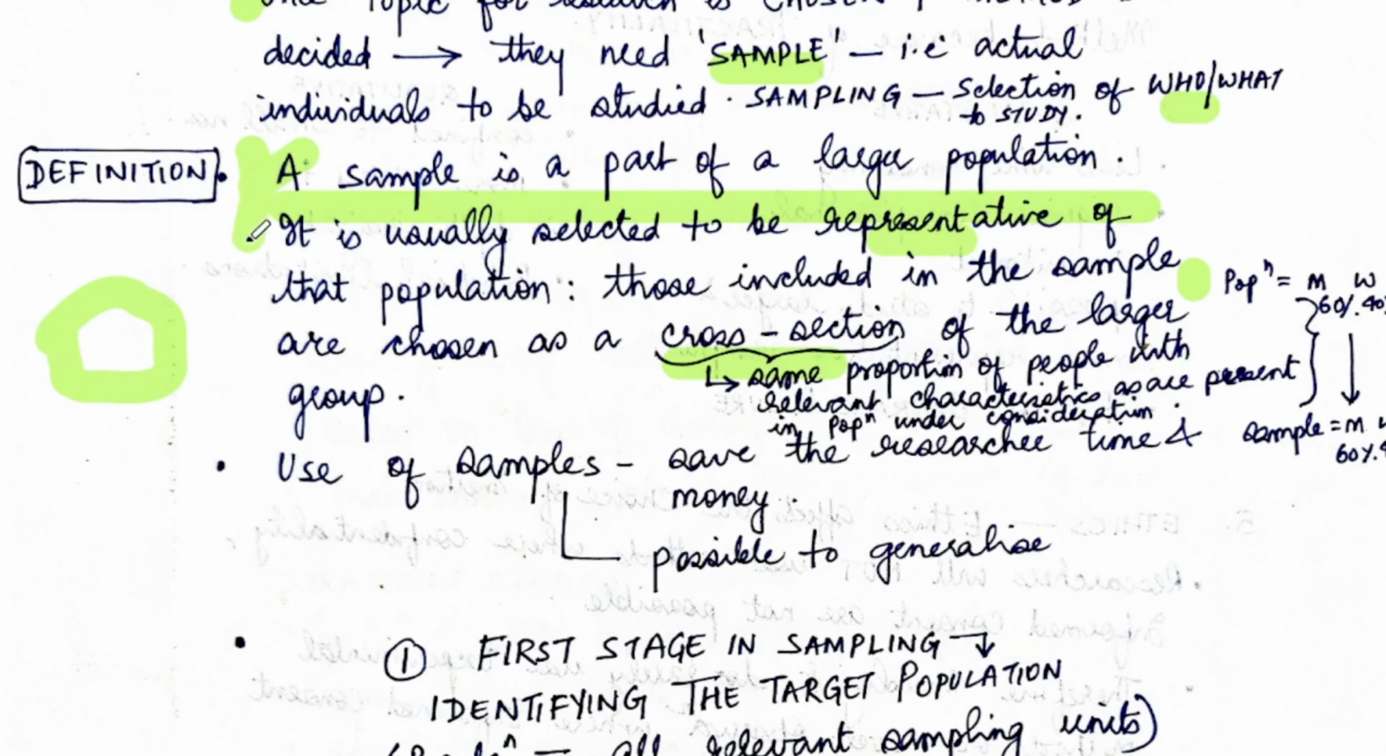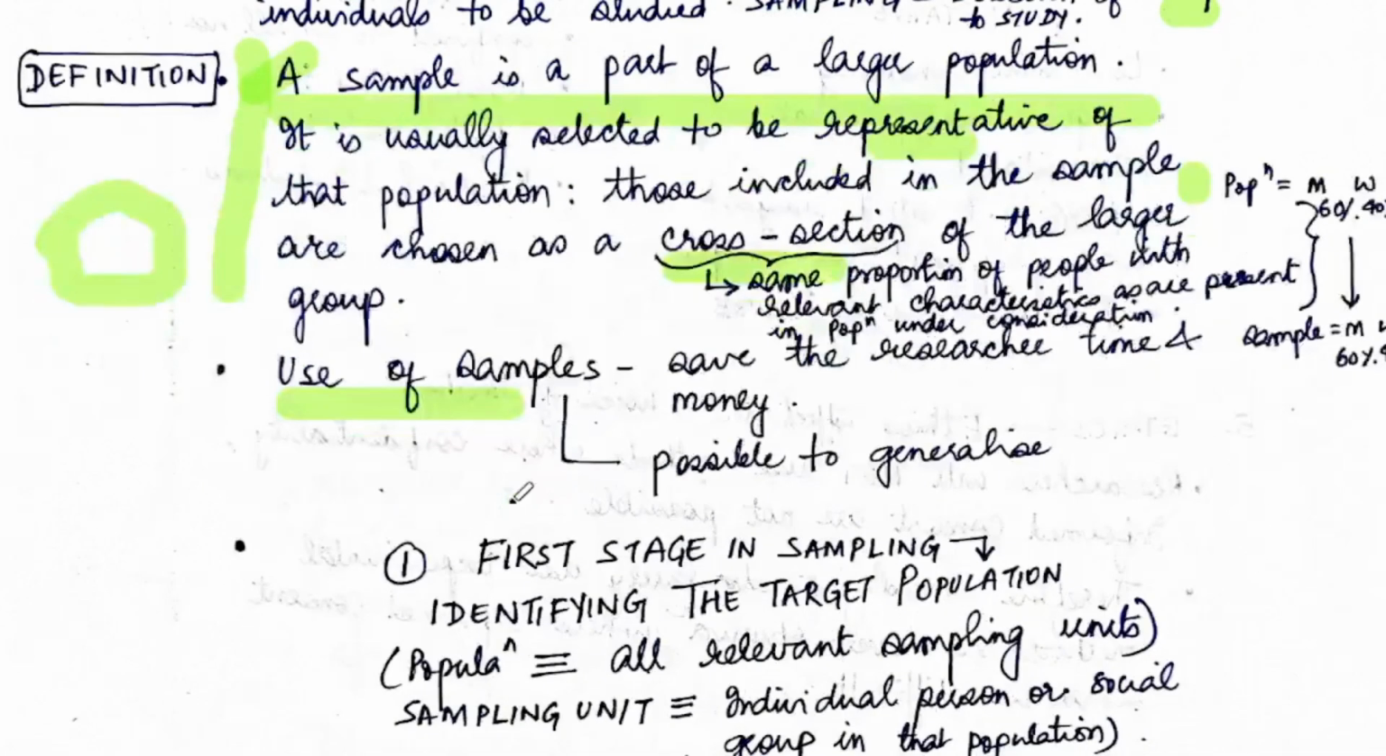So this is the definition of a sample: a sample is a part of the larger population, usually selected to be representative of that population, and those included in the sample are chosen as a cross section having the same proportion of characteristics of the larger group. Now we come to the use of samples. Samples save the researcher time and money. Also, it is possible to generalize. So sampling reduces cost and effort. If well designed, it lets us infer patterns about the entire population.